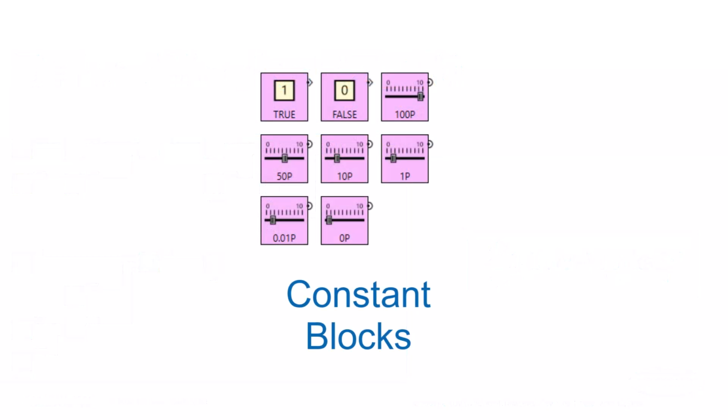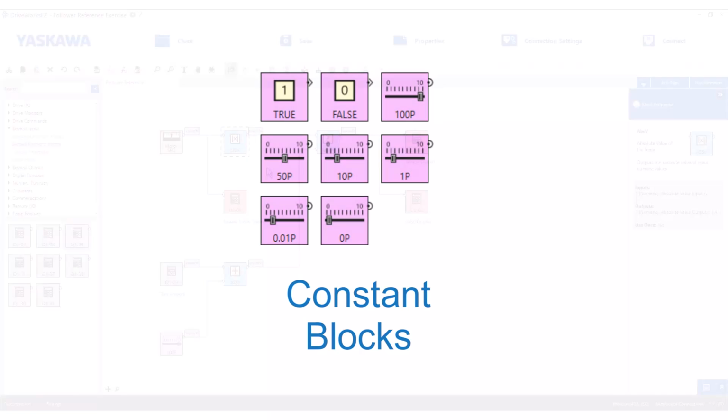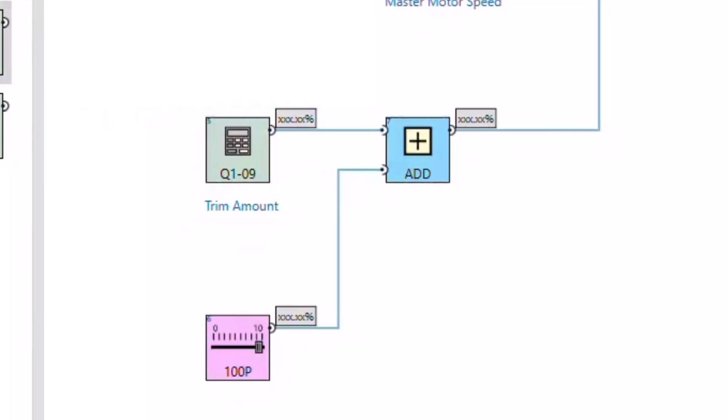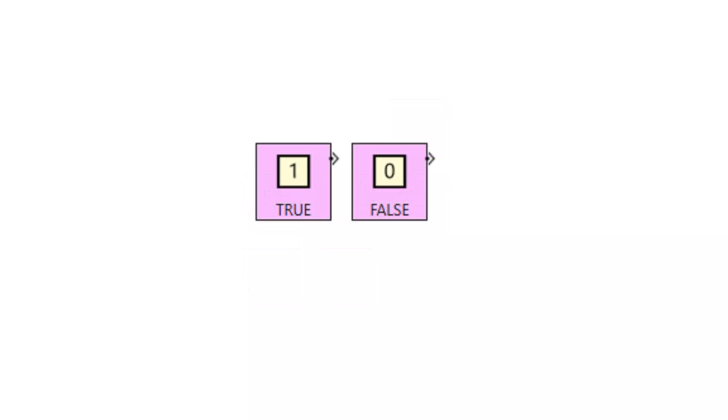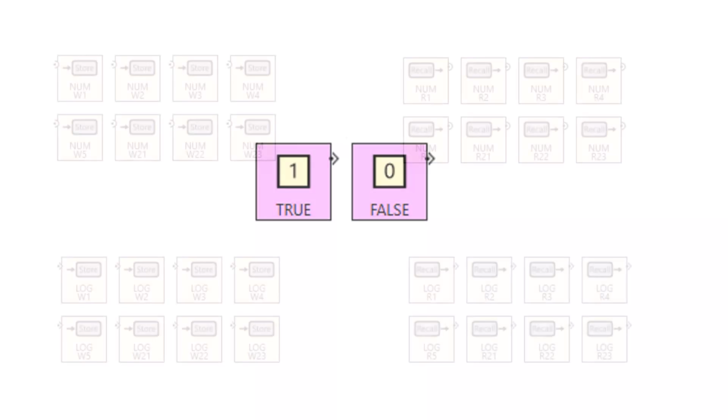Jumping into some functions, the constant blocks are exactly as they sound. They output a constant, unchanging value. We used the 100p block on the previous application story to sum with our trim amount using an add block. All these numerical constants, 50p, 10p, etc., will all output percentages equivalent to their label. There's also logical constants. True blocks outputs always remain true and false blocks outputs will remain, you guessed it, false.